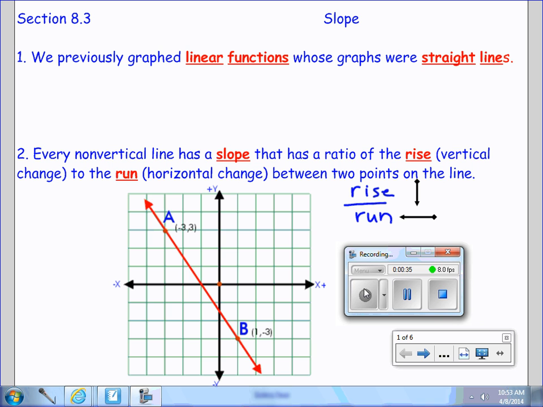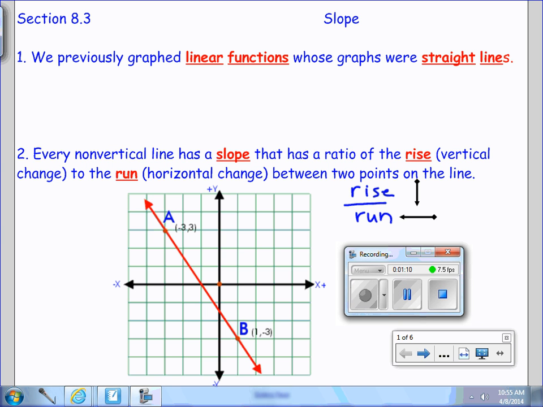So in this example that we have a slope, we've noted 2 points on the line: A, which has the coordinates of -3, 3, and B, which has the coordinates 1, -3. Now, we're going to determine what is the slope of that line. So as our formula says, we're going to start with one of the points and determine our rise over our run.